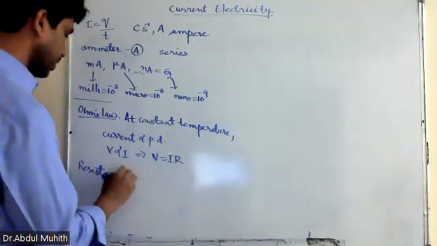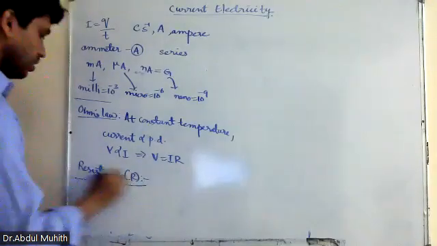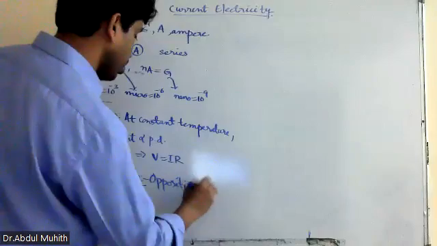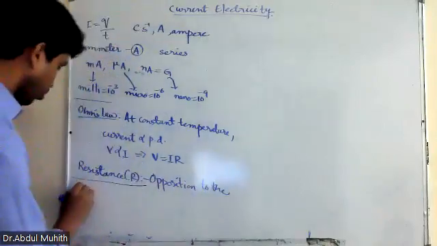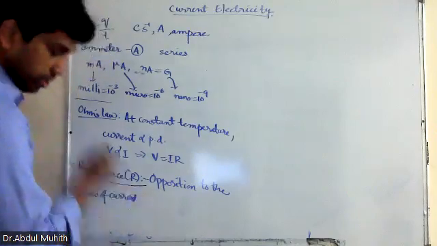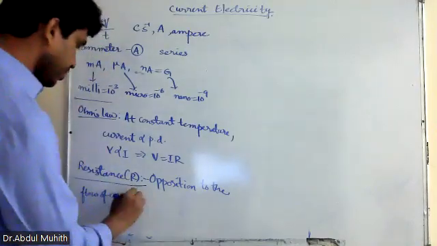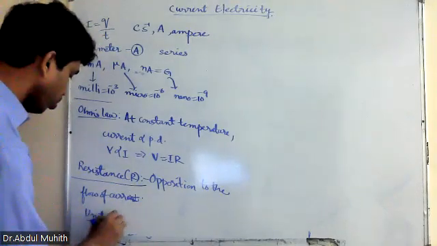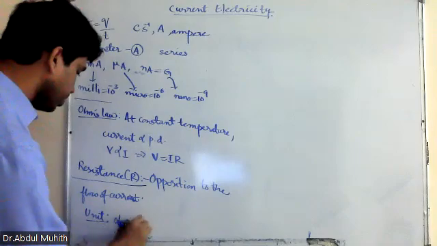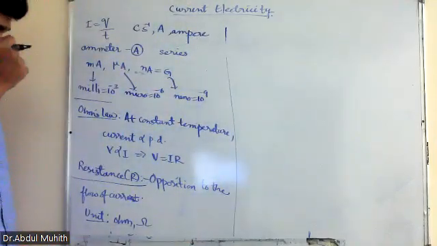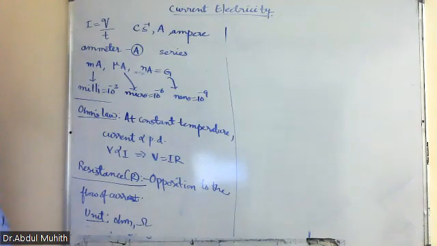resistance. What is the definition of resistance? Opposition to the flow of current is said to be resistance, and resistance is measured in ohms. Is that clear? Opposition to the flow of current is said to be resistance, and it is measured in ohms.